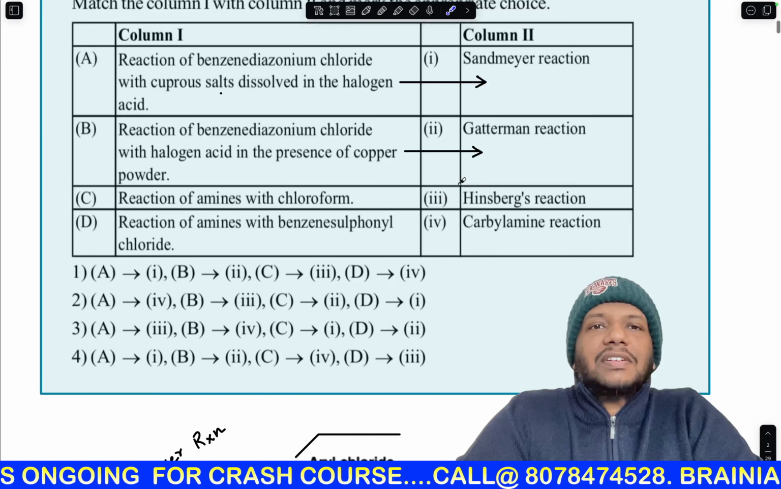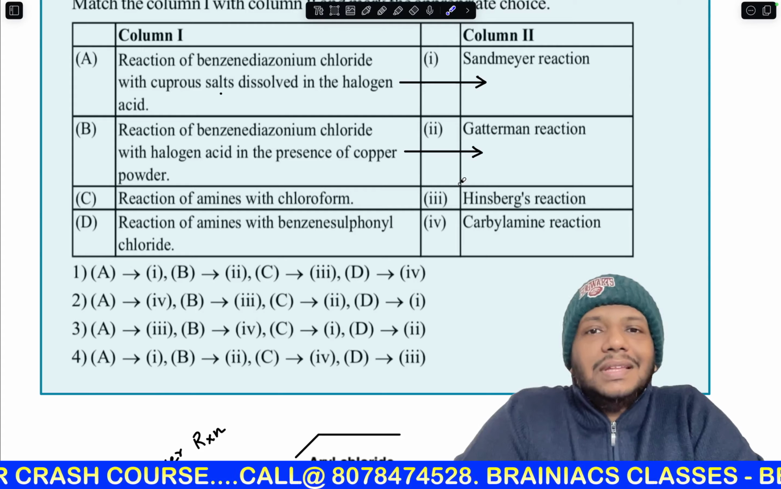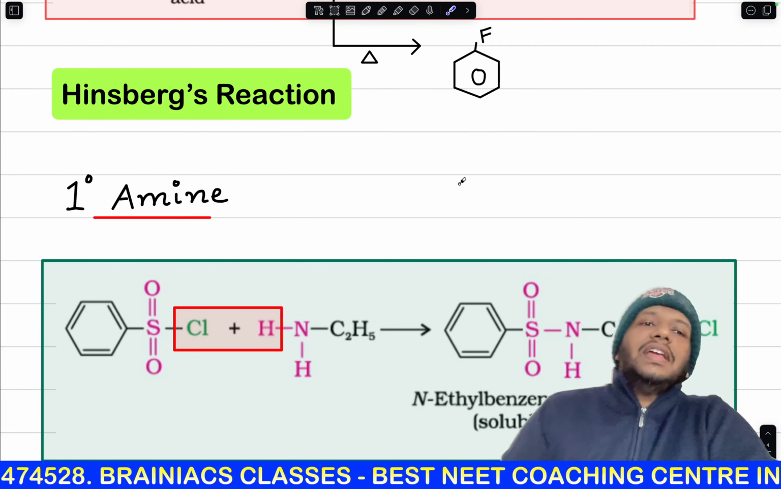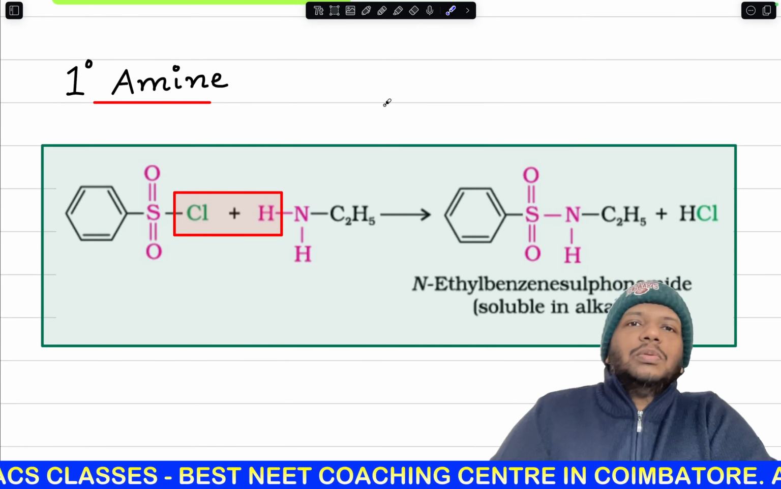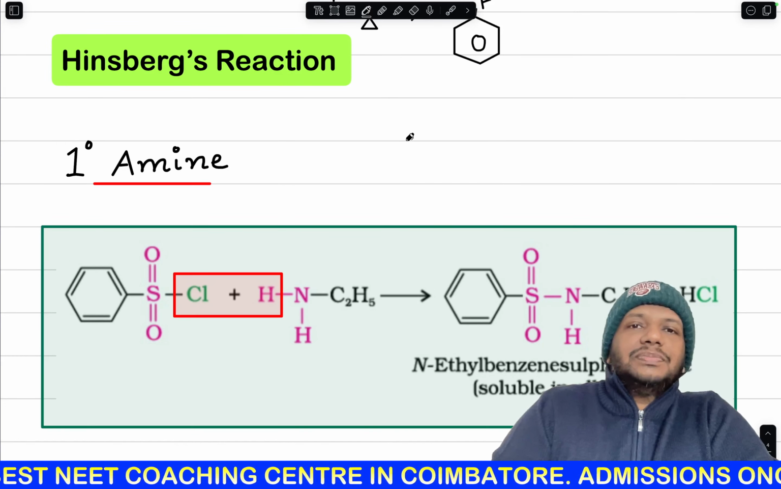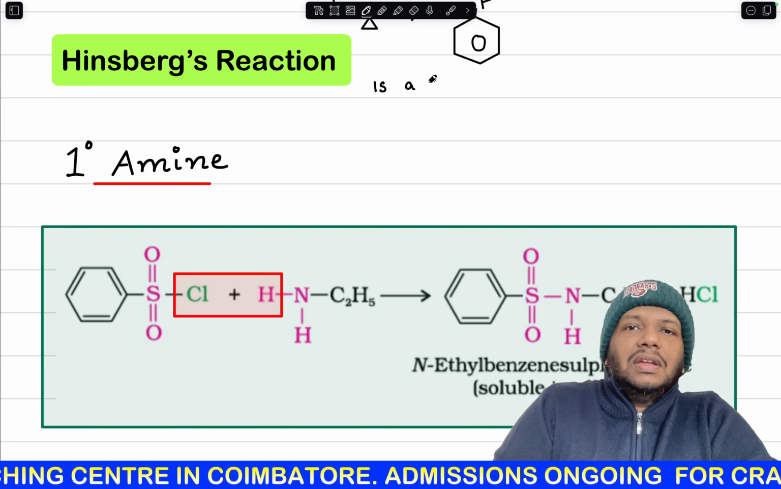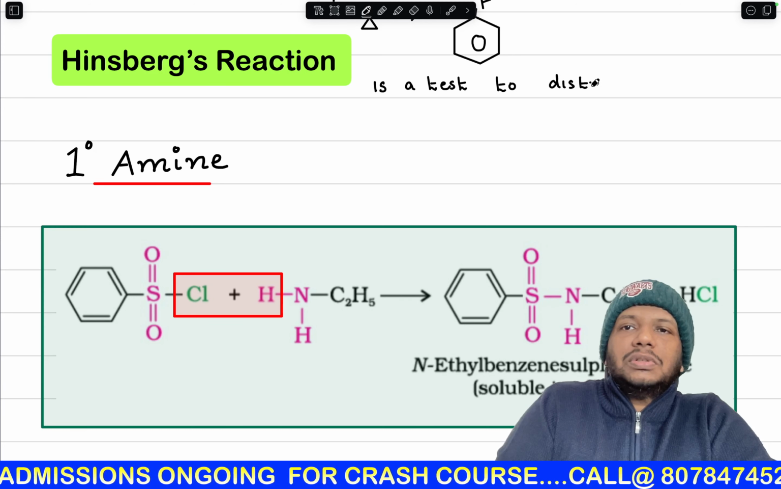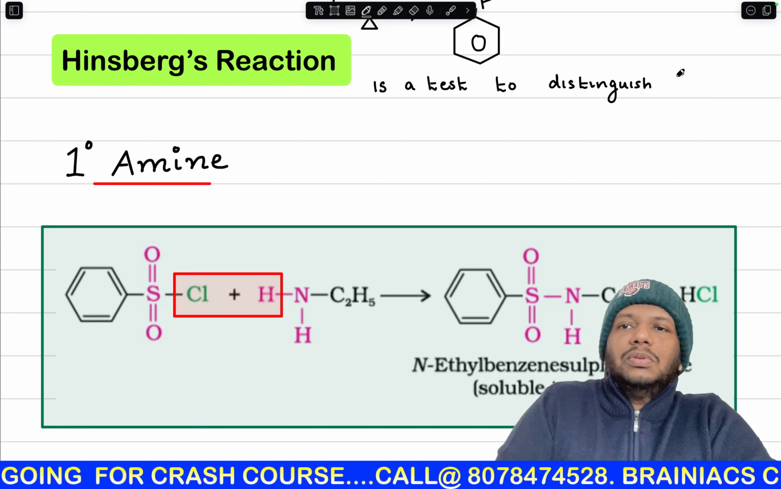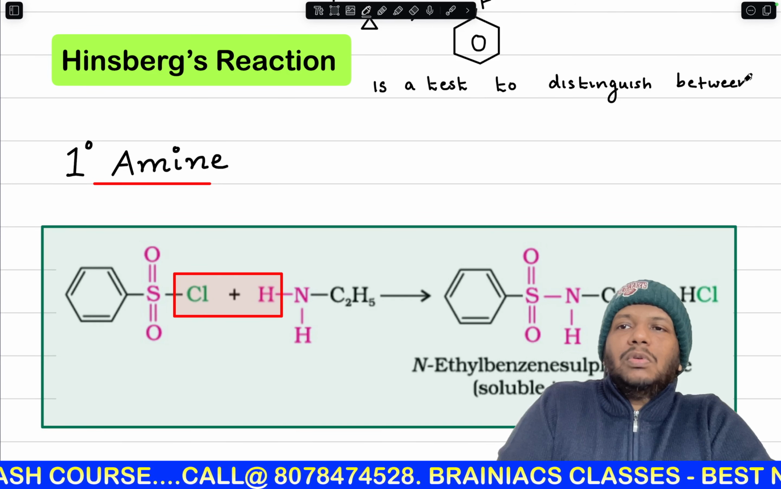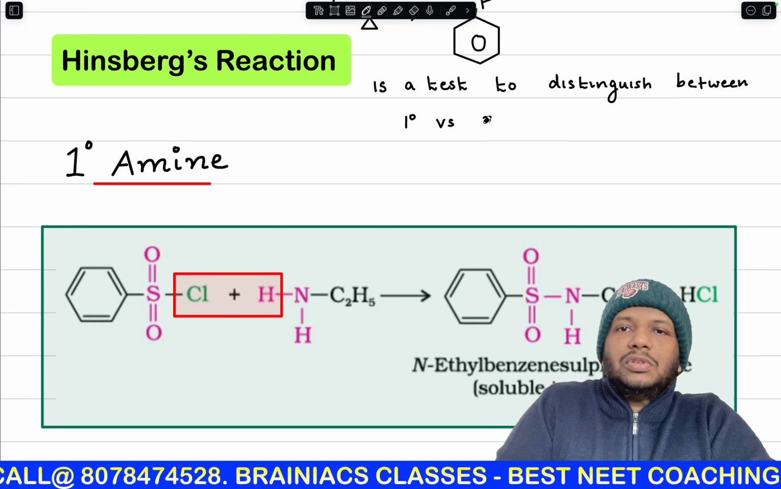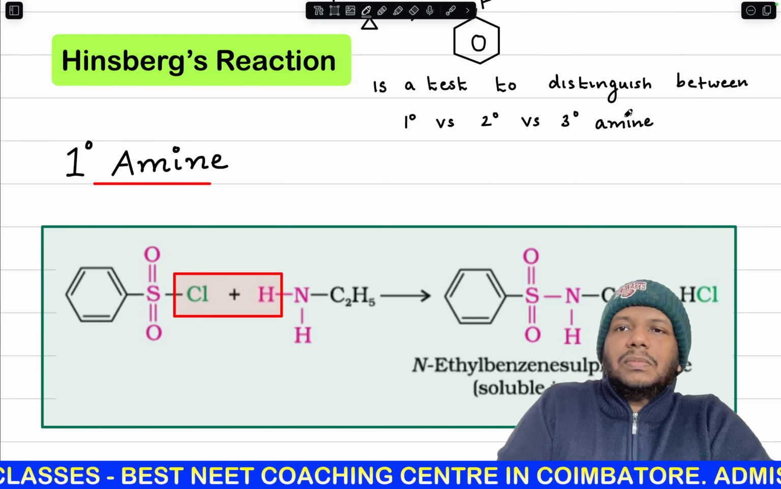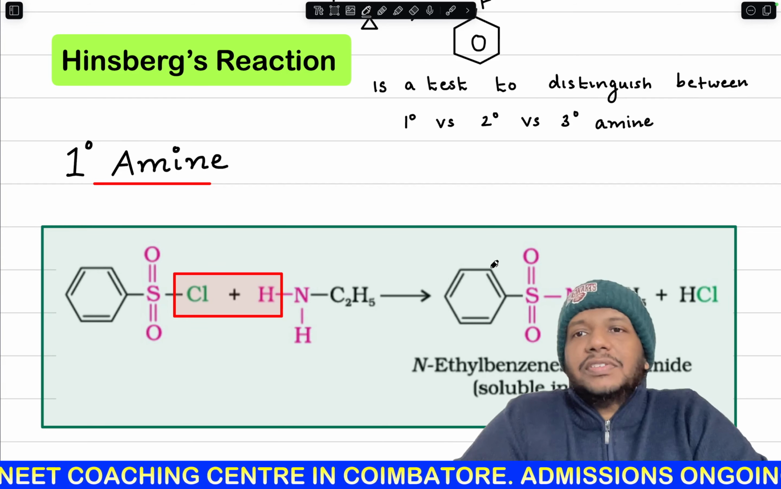Third option is nothing but reaction of amines with chloroform and reaction of amines with benzene sulfonyl chloride. Please remember, this particular reaction is very, very important. That is called Hinsberg reaction. So here you can see it is a test, a test to distinguish between 1 degree versus 2 degree versus 3 degree amine.